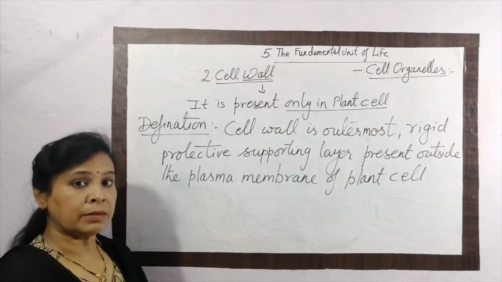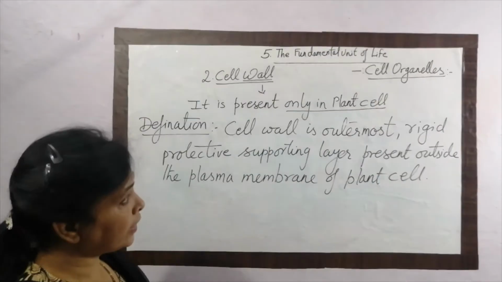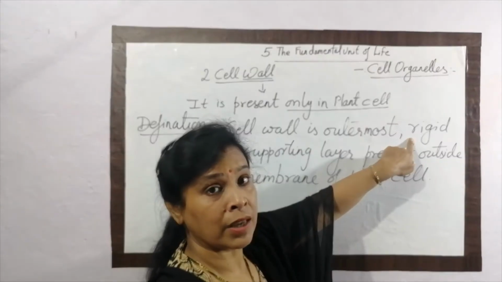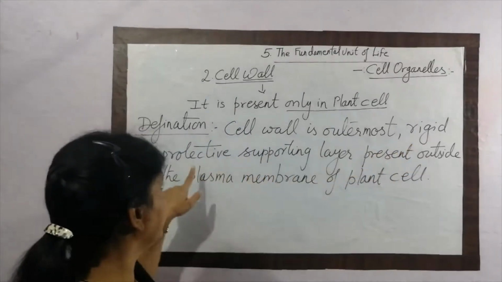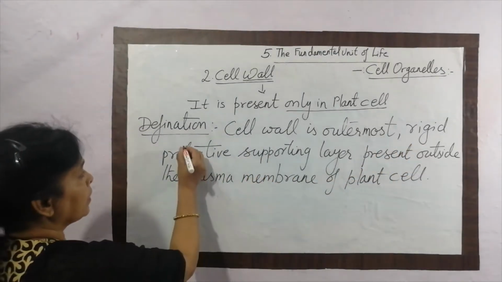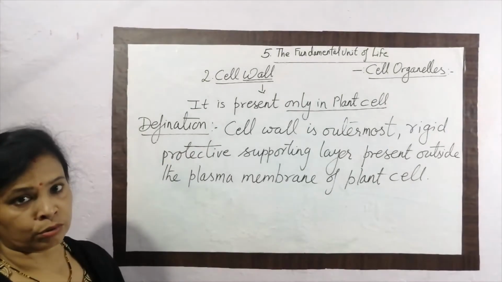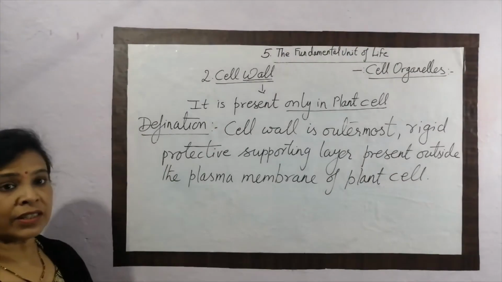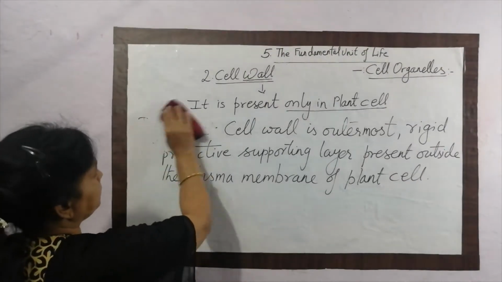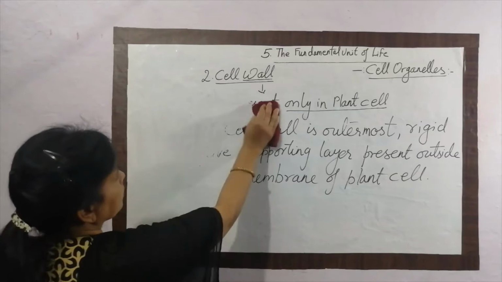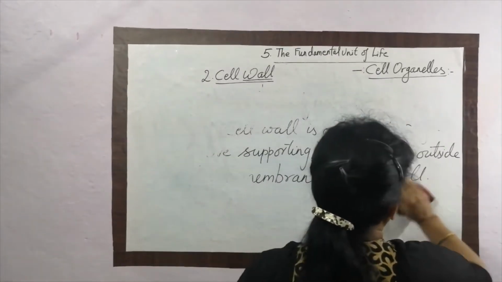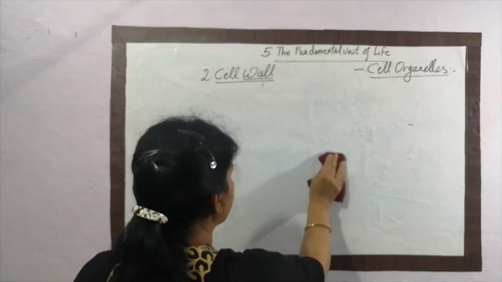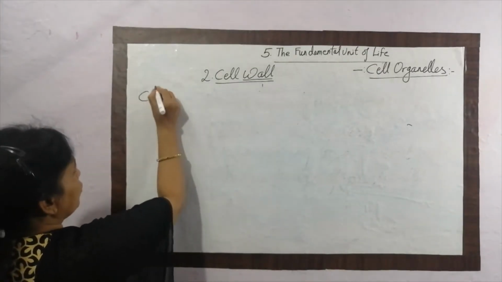So cell wall is similar to the wall of our house. It is outermost, it is at the very outside. It is rigid, hard, it is not possible to break it easily. It is protective, it works to protect, and it supports the plant also. So that is about the cell wall. Now what are the characteristics which are present in the cell wall? The second topic is the characteristics of cell wall or properties of cell wall.